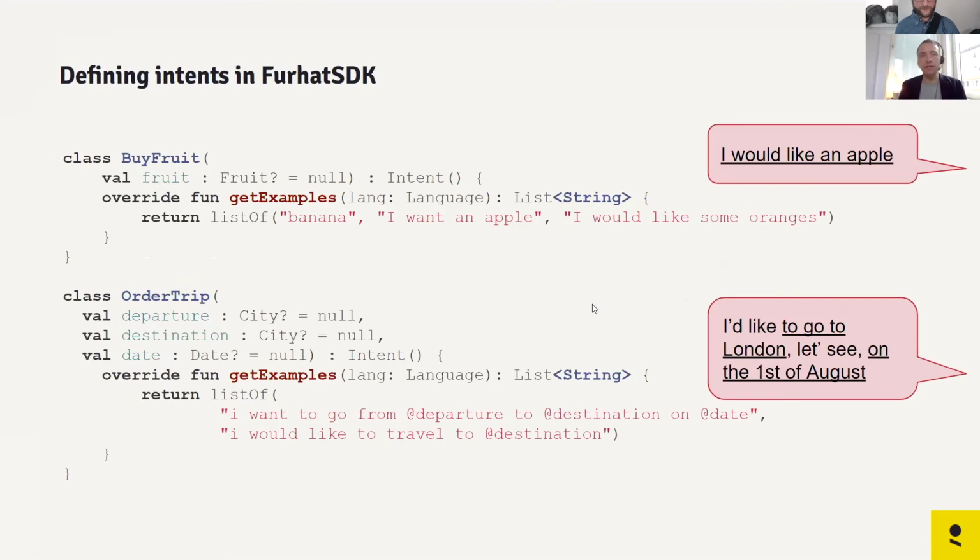But you can define this yourself, like the buy fruit intent. And again, I'm not going to go into the details here, but what you do is that you define examples. So if the user wants to buy a fruit, you could say, for example, yes, banana. You could say, I want an apple, or I would like some oranges. So these are just examples. And then the system uses this to recognize new utterances which are similar to these, like I would like an apple. But it doesn't have to match exactly, of course.